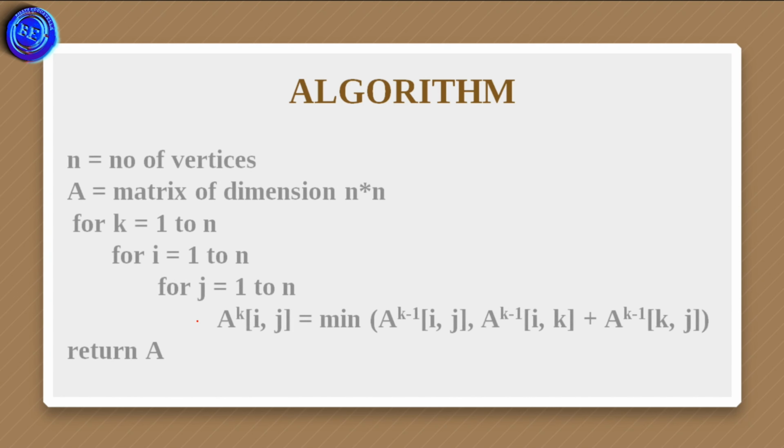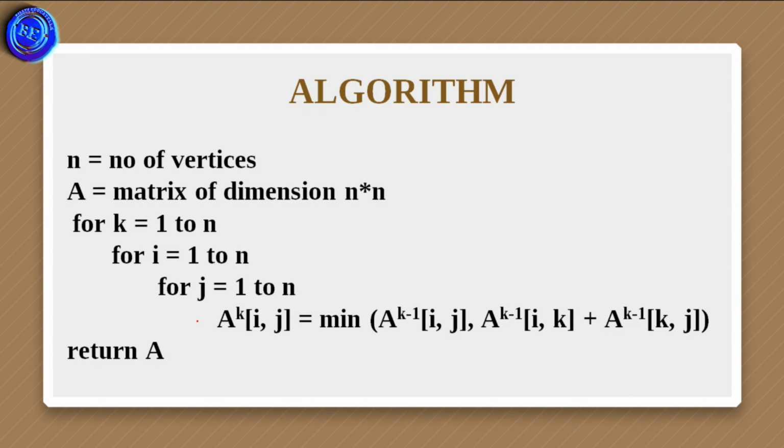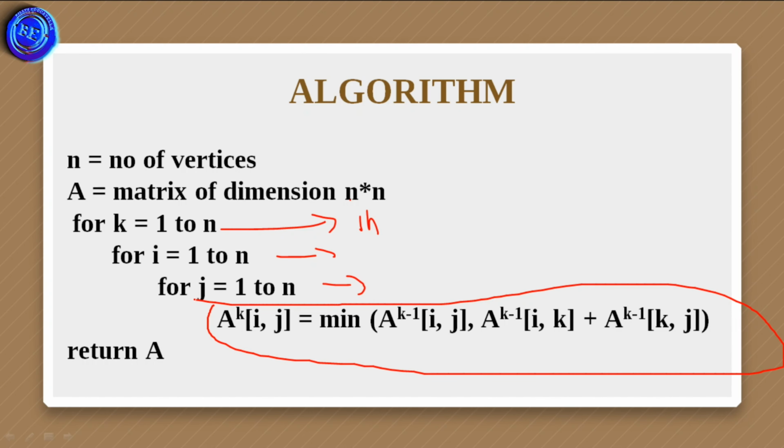Now let us discuss the algorithm for Floyd-Warshall. So here we have n vertices and a matrix of dimension n by n. In that matrix we are going to take the k value, i value and j value. k represents the intermediate between the vertices, i represents the row and j represents the column. So here we have the formula. By calculating the minimum, we are going to update the value in that particular matrix and return that value.